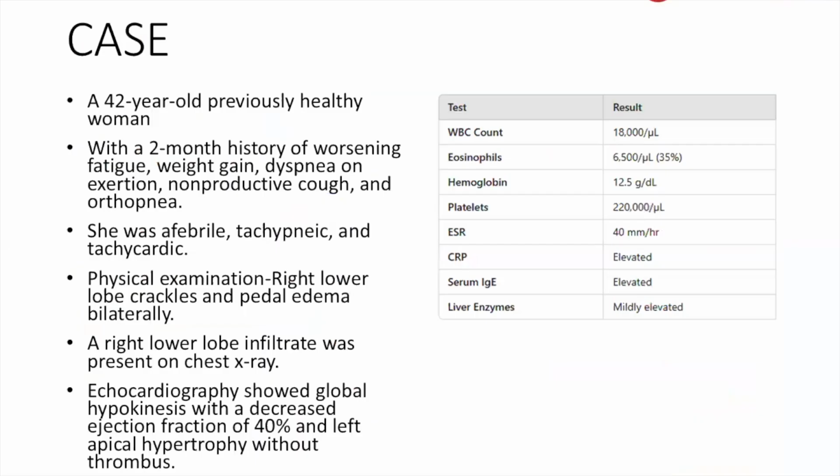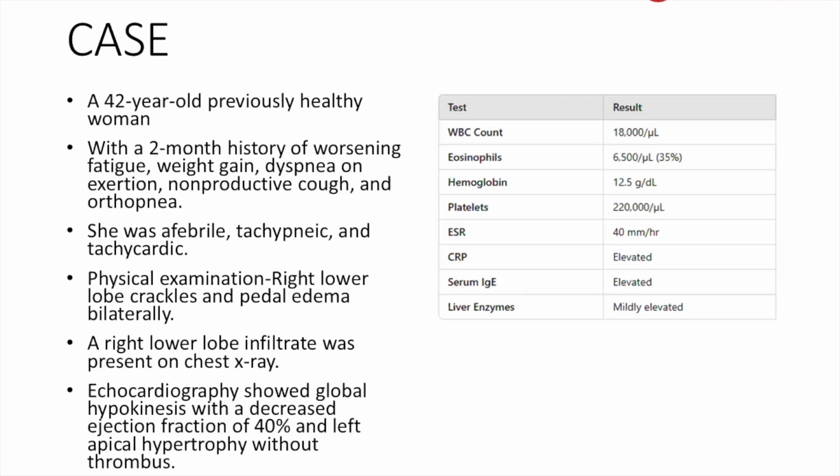So this was one of the patients we had, a 42-year-old previously healthy woman with a 2-month history of worsening fatigue, weight gain, dyspnea on exertion, non-productive cough, orthopnea. She was afebrile but tachypneic and tachycardic. On physical examination, there was pedal edema bilaterally. A right lower lobe infiltrate was present on chest X-ray. Echo showed an ejection fraction of 40% and left apical hypertrophy without thrombus.